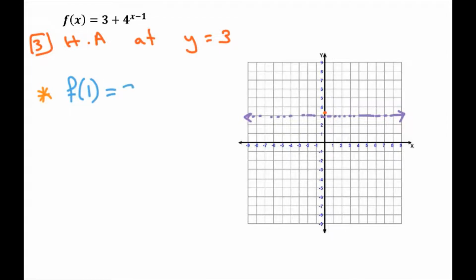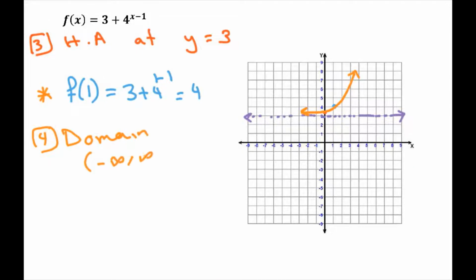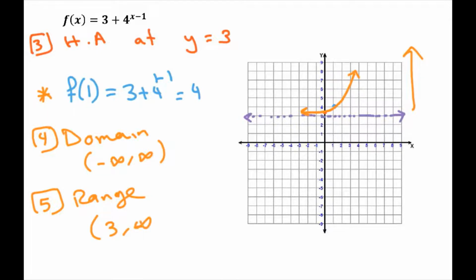I'm choosing 1. 3 plus 4 to the power of 1 minus 1. 4 to the power of 0 is 1. 3 plus 1 is 4. So the point 1, 4. Now I know that I'm going to match this way. Of course, you can make it longer and extend your graph. So now domain is all real numbers, and the range, as you can see here, is from the asymptote all the way up, so from 3 to infinity.